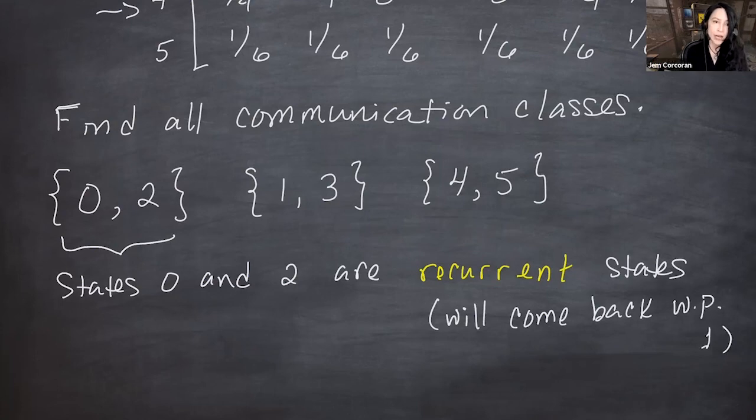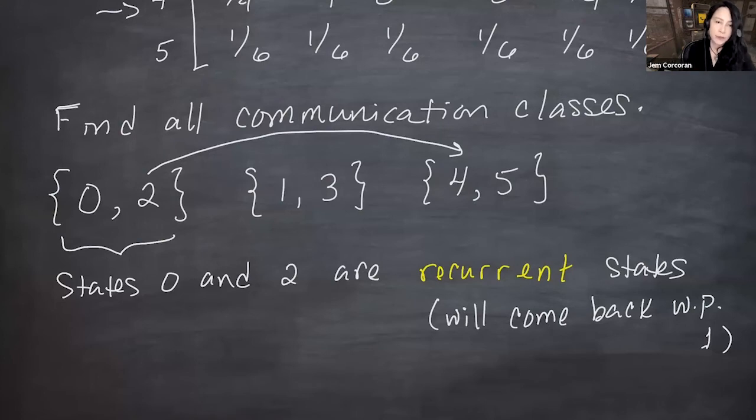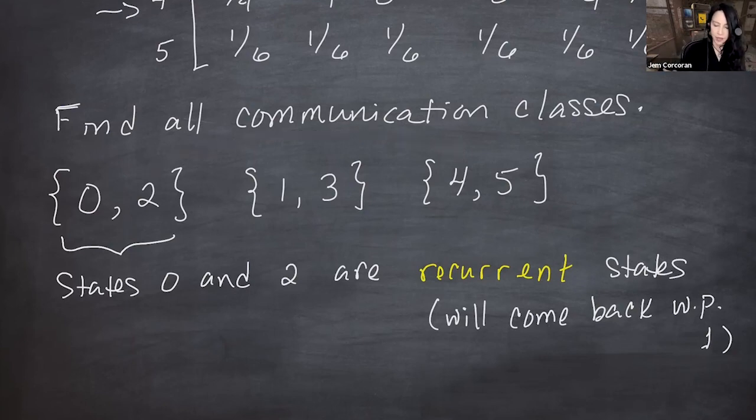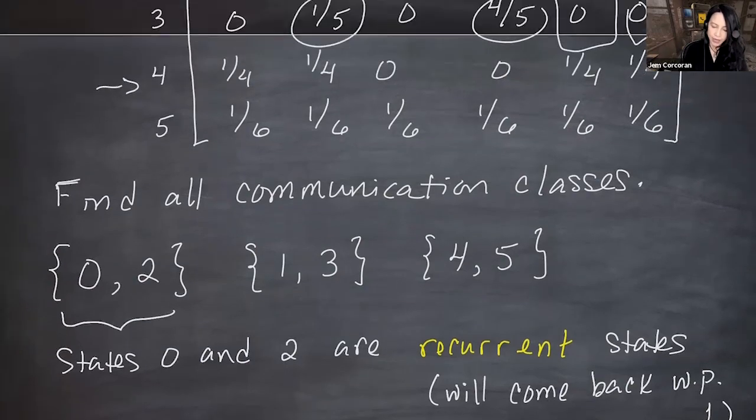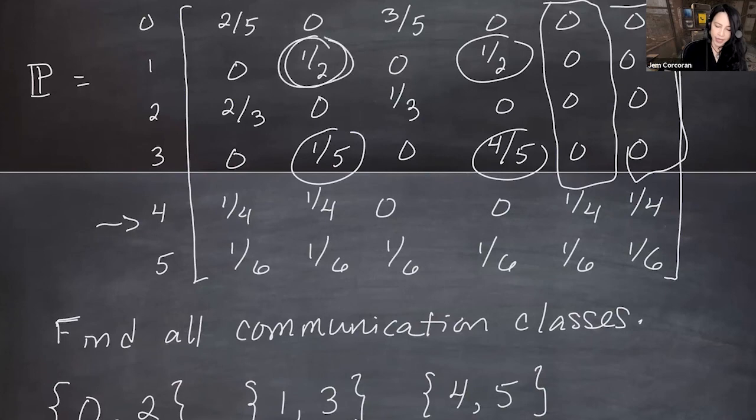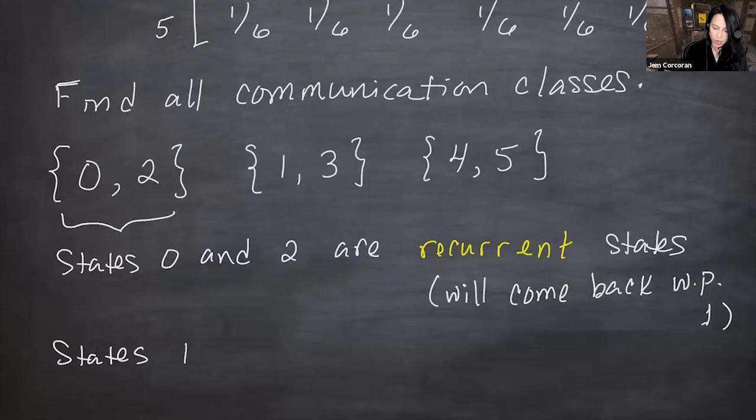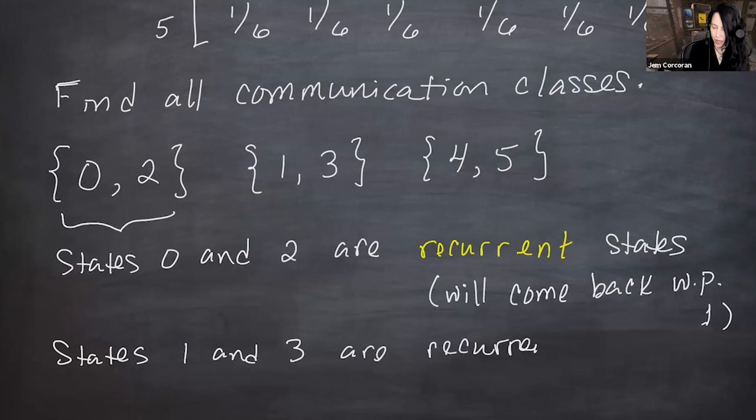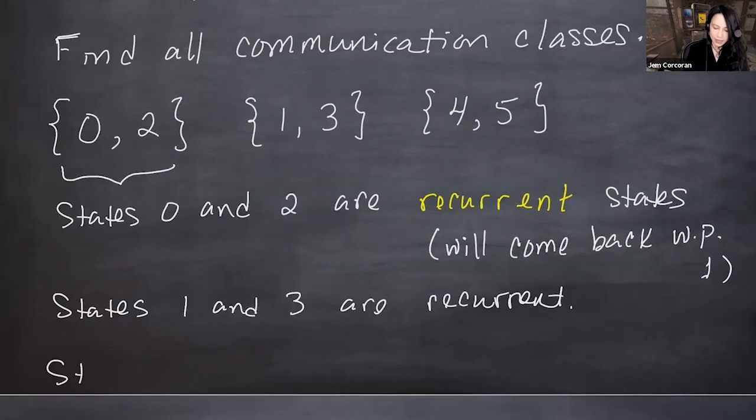In fact, there's no way out of this class. There's no 2 to 4. If there was, then 0 and 2 would not be recurrent states because I could disappear, never to return again. Otherwise, they would have made the same class. Okay, in this particular example, states 1 and 3, because of that little block matrix thing given by these circles, I can only go from 1 to 3 and 3 to 1 and nowhere else. States 1 and 3 are also recurrent. And states 4 and 5 have a possibility of escape.